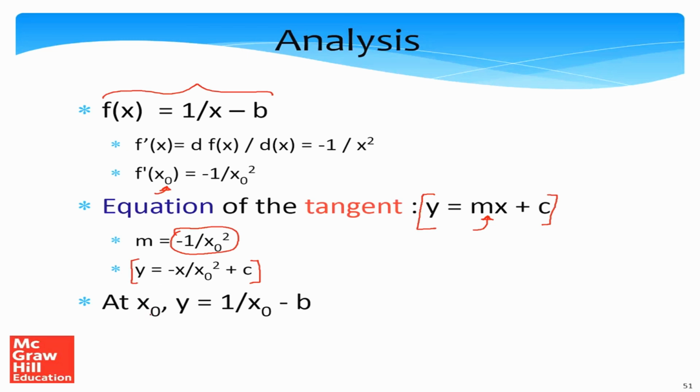So what do we know? We know that at x0, the value of y, which is equal to f(x), is equal to 1/x0 - b. This is something that we know, because at x0, f(x) is 1/x0 - b. This can be substituted in this equation to find the value of c.